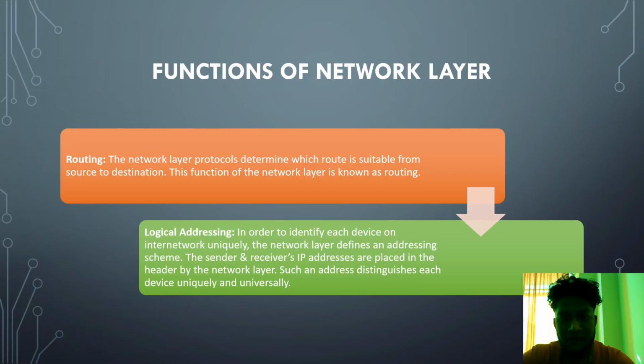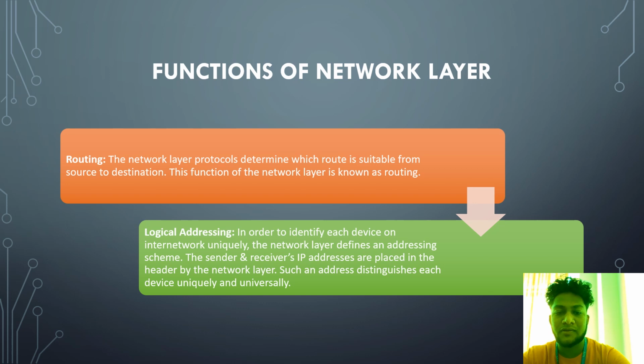What is the function of the network layer? Routing: the network layer protocols determine which route is suitable from source to destination. This function of the network layer is known as routing. Logical addressing: in order to identify each device on an internet network uniquely, the network layer defines an addressing scheme. The sender and receiver IP addresses are placed in the header by the network layer. Such an address distinguishes each device uniquely and universally.